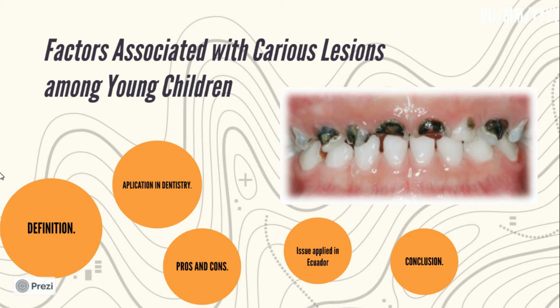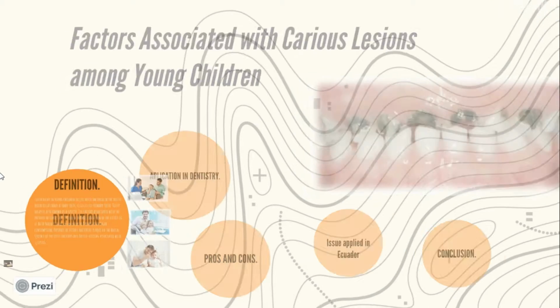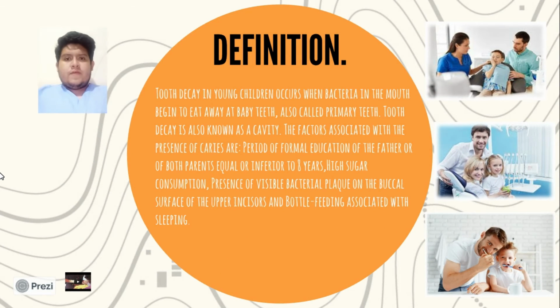I'm going to talk about the factors associated with carious lesions among young children. Definition. Tooth decay in young children occurs when bacteria in the mouth begin to eat away at baby teeth, also called primary teeth. Tooth decay is also known as a cavity.